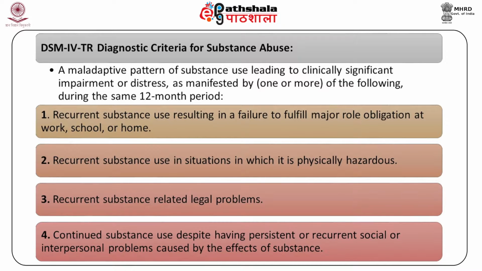Recurrent substance use in situations in which it is physically hazardous, for example, driving an automobile or operating a machine when impaired by substance use. Recurrent substance related legal problems, like arrest for substance related disorderly conduct. Continuous substance use despite having persistent or recurrent social or interpersonal problems caused by the effects of the substance, such as arguments with the spouse about consequences of intoxication, like physical fights. The symptoms have never met the criteria for substance dependence for this class of substance.